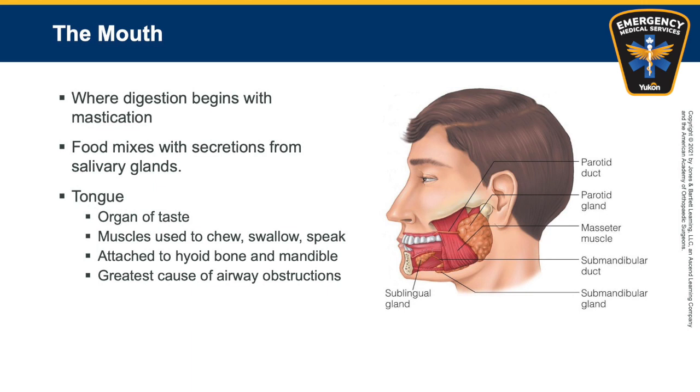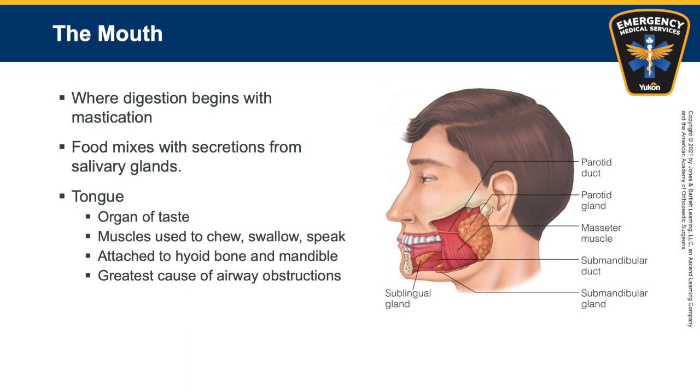The mouth itself. Okay, this is where digestion begins. You chew up the food, it mixes with your secretions in your mouth and facilitates the movement down into your stomach. Okay, your mouth allows you to speak, swallow, and chew. Interesting fact, the hyoid bone is the only bone in your body that is not attached to another physical structure. It is a free-floating structure. I think we're actually going to go over the hyoid bone a little bit later.